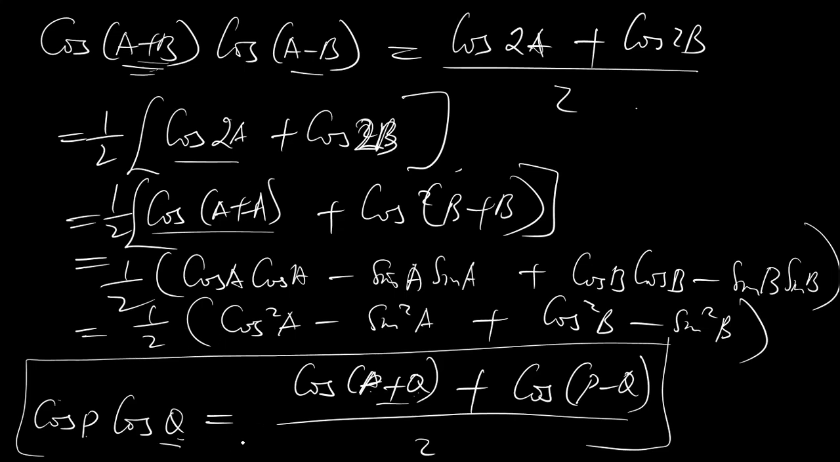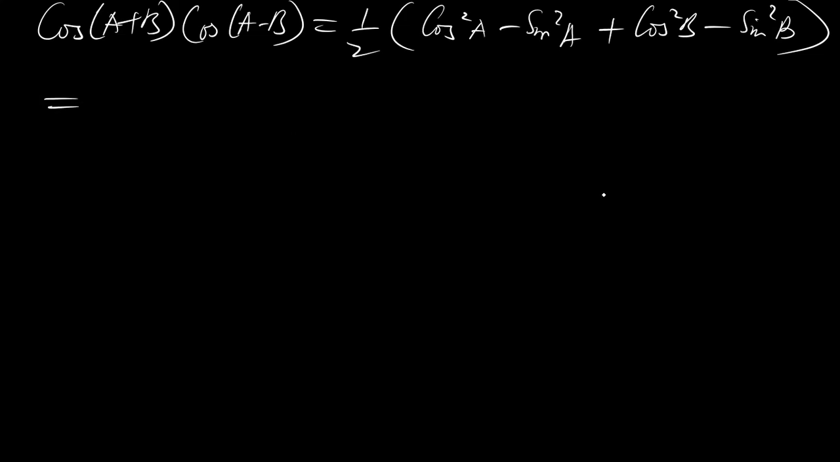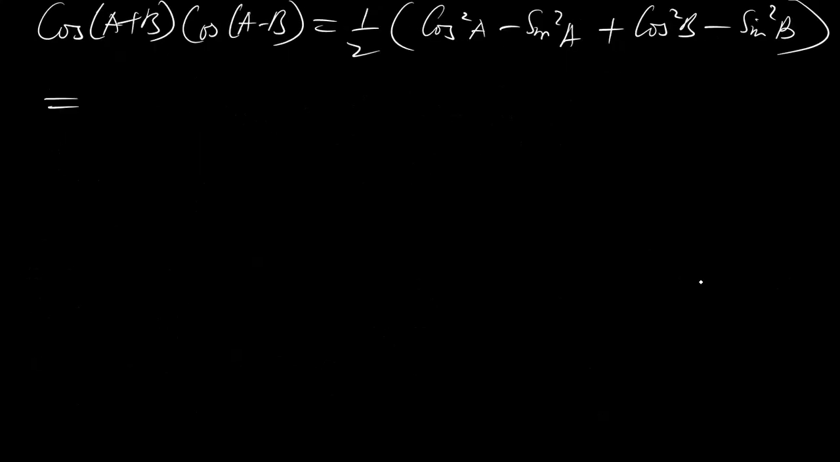Now let's go to the next page. So it means that cos(A plus B) cos(A minus B) is equal to half of cos square A minus sin square A plus cos square B minus sin square B. Now, if you look at the expression, they want only cos to have the angle A and only sine to have the angle B.